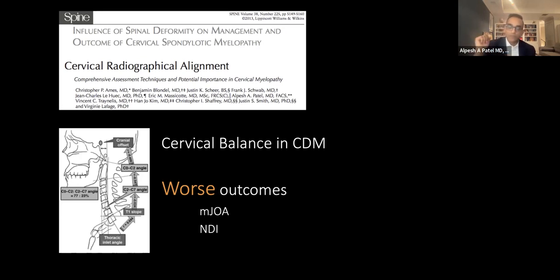Both in terms of mJOA, which is a pretty good validated measure, and then the Neck Disability Index, which is a not so great validated myelopathy measure.